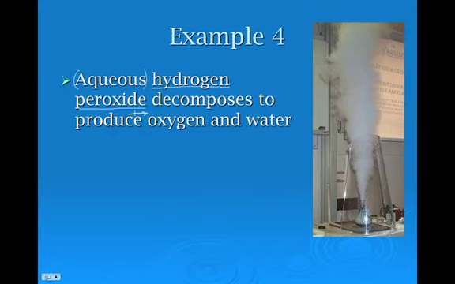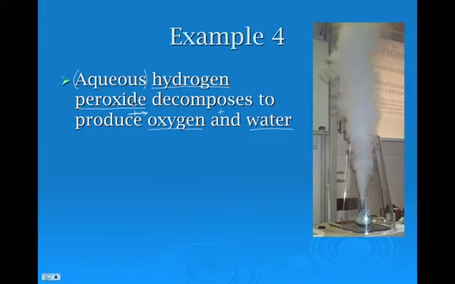not plus, oxygen and water. Again, we get to assume that since there were no conditions stated, this is occurring at standard conditions, 22 to 25 degrees Celsius and 1 atmosphere of pressure. So, starting here, aqueous hydrogen peroxide.